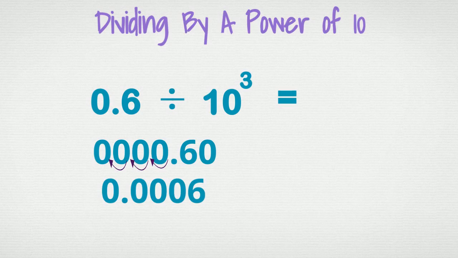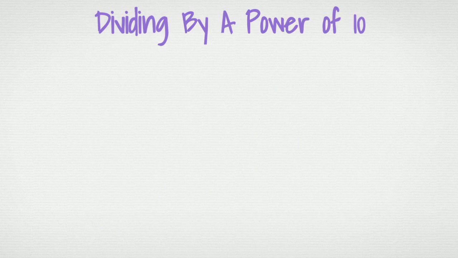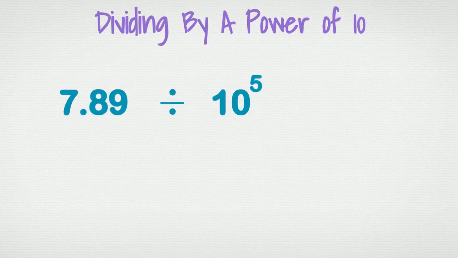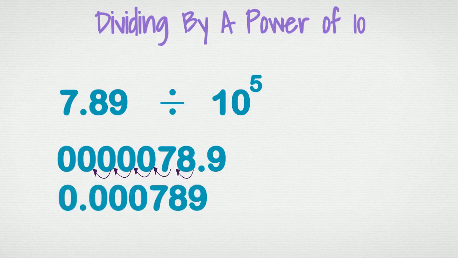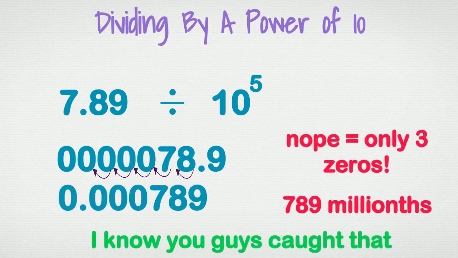I will say this, if you feel more comfortable adding the zeros first and then moving your decimal, it can totally be done. You can just get rid of the extra zeros at the end. Let's look at one that way. 7 and 89 hundredths divided by 10 to the 5th. We take our 7.89 and we add some zeros in front of the 7. We then move our decimal to the left 5 spaces and we get 0.0000789. What the heck is that? 789 ten-millionths.